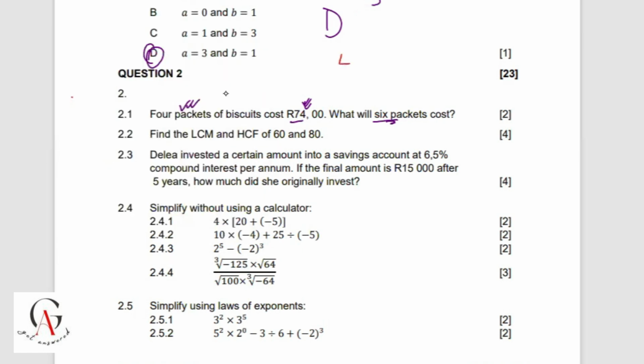Okay, so I'm going to say this is the side of packets, and then this is the cost. So 4 packets will be 74 rands. Then what about 6 packets? How much will it cost? So I'll get the side that has both values, which is 6 over 4, and then I'll multiply it by the cost, which is 74.